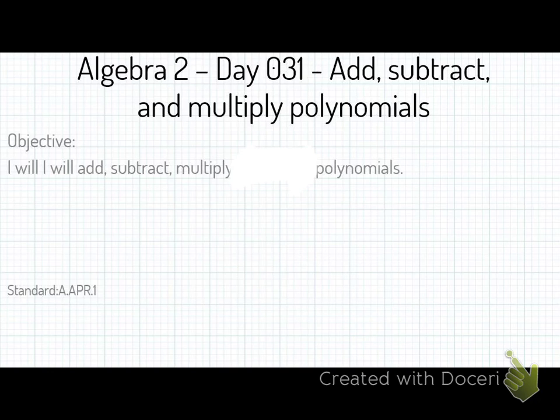Okay? So we're doing add, subtract, multiply. Next thing we're going to do is divide. Okay?